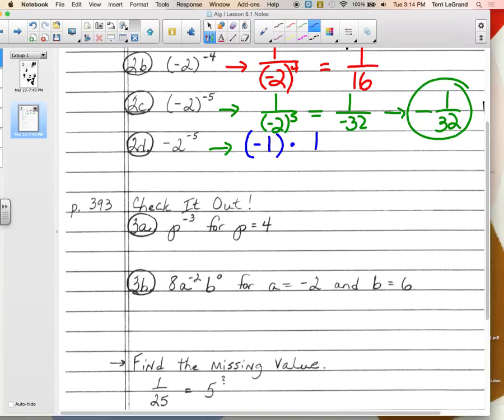1 over 2 to the fifth power. Come on, you can sound intelligent, I know you can. Now we're going to do negative 1 times 1 over 32. Okay, I like that better. And a negative 1 times a 1 over 32 is negative 1/32. Got the same answer.